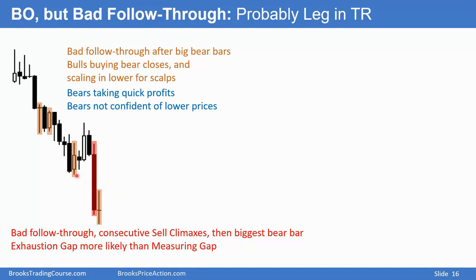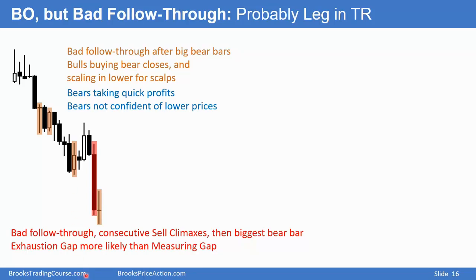We have a gap, this high, that low. Is this bar more likely a measuring gap leading to a measured move down? Or is this telling us that this entire sell-off is probably a bear leg in a trading range? If it's a trading range, you have to assume that the market will go above resistance, and obvious resistance is this low. Probably an exhaustion gap.